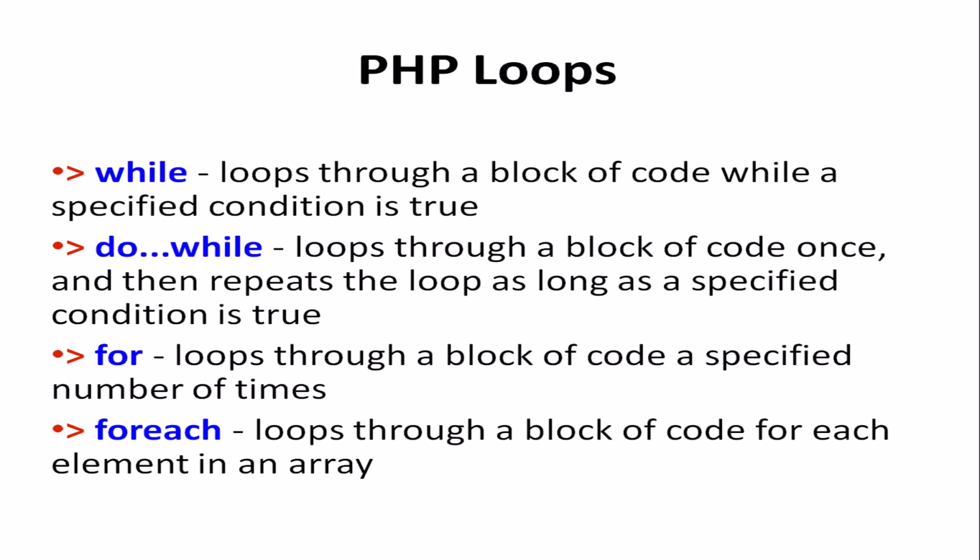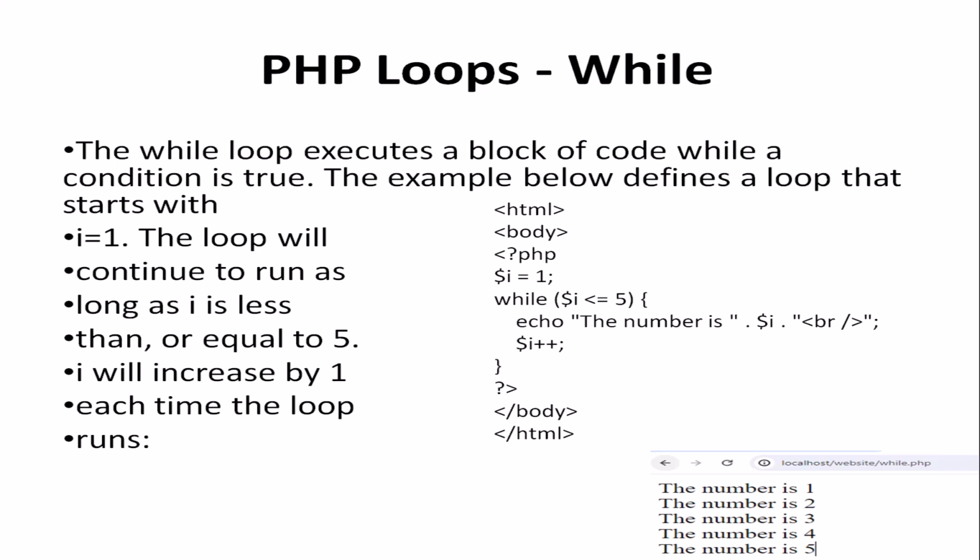So now let us see an example of a while loop. Here we have initialized $i equal to 1, so 1 will be assigned to $i. Now we are going to check whether $i is less than or equal to 5. What is the content of $i? $i is 1. 1 is less than or equal to 5, so the condition is true.